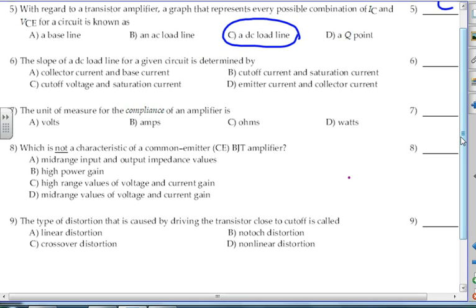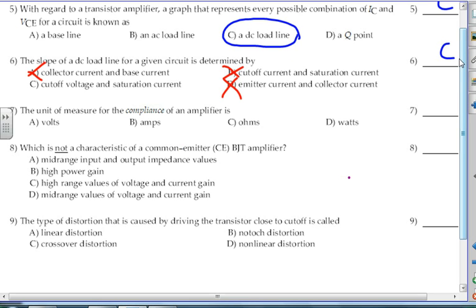The slope of the DC load line for a given circuit determines collector current and base current, cutoff current and saturation current, cutoff voltage. What's cutoff current? Anybody know? Zero, right? Emitter current, and well, that leaves C. Cutoff voltage, saturation current. That's correct. C.